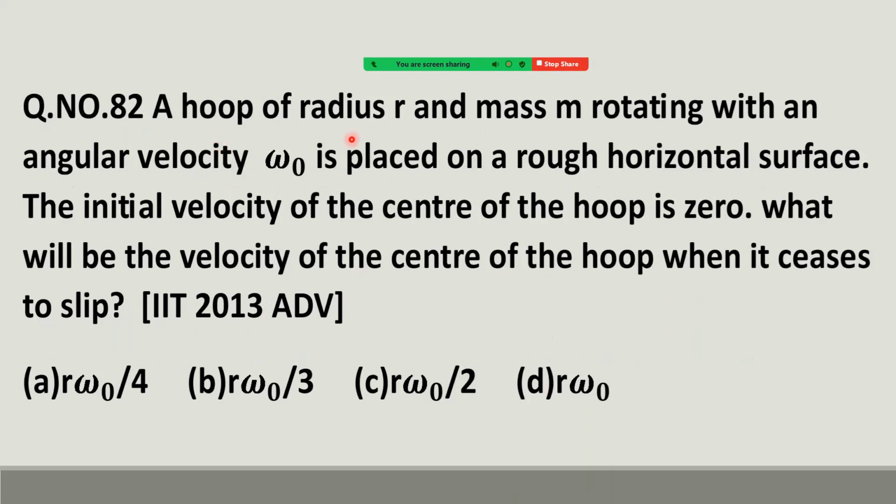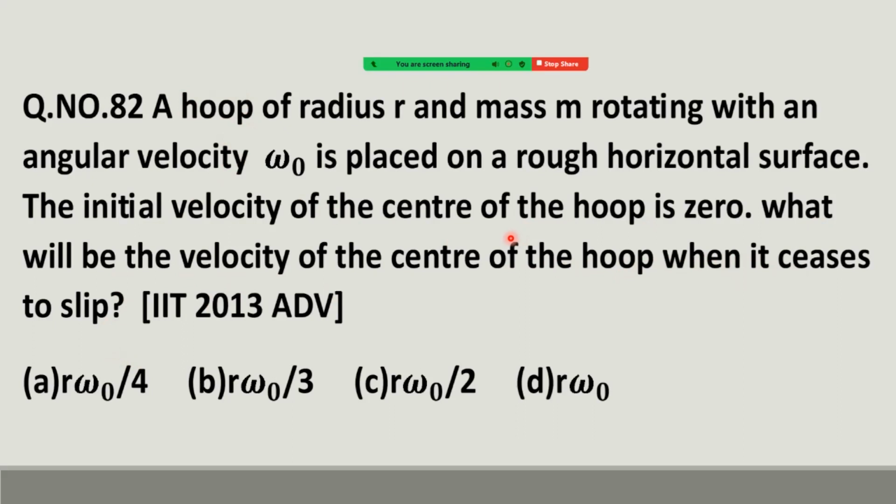A hoop of radius r and mass m rotating with an angular velocity omega naught is placed on a rough horizontal surface. The initial velocity of the center of the hoop is zero. What will be the velocity of the center of the hoop when it ceases to slip? So here hoop means it is a ring, and I have discussed the same kind of questions earlier.